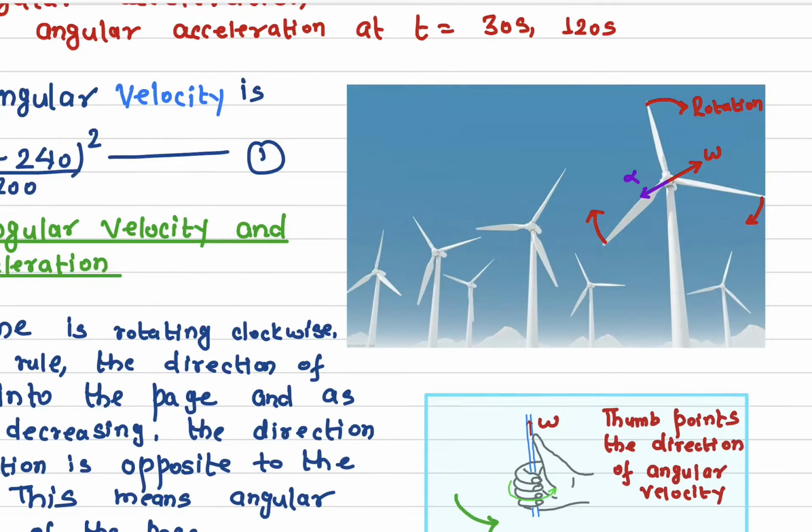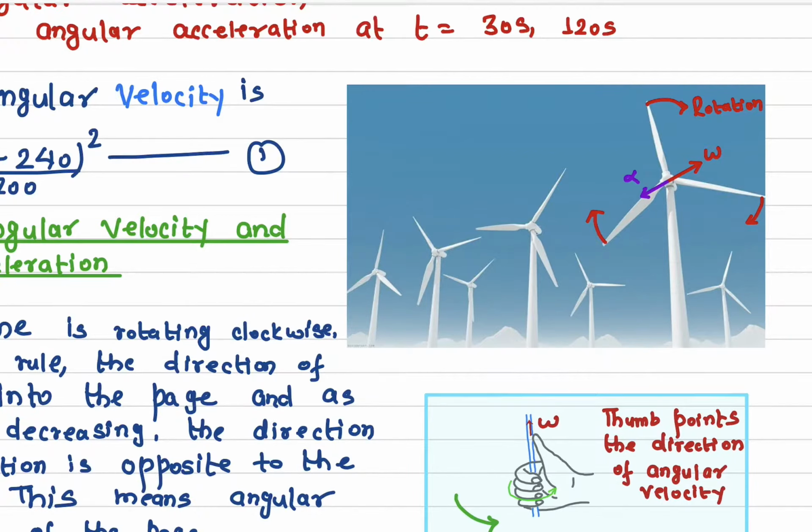So if you imagine yourself turning your fingers in the direction of rotation, then you can clearly see your thumb points in this direction, perpendicular to this way. It's sometimes hard to see. You just have to penetrate and go into this direction. Okay, so that gives you the direction of the angular speed.